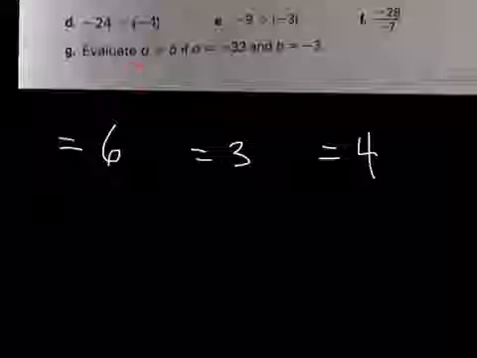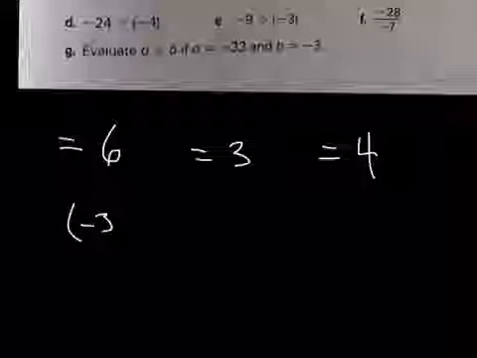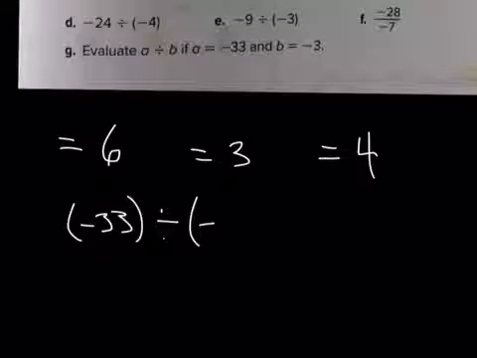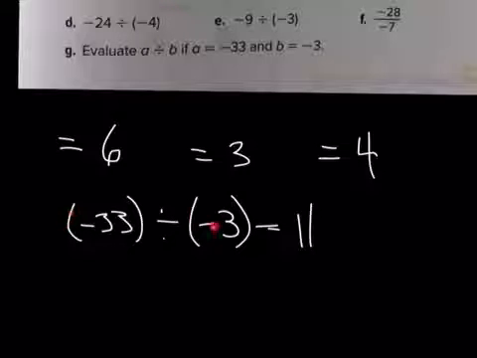And then we have evaluate a divided by b. So I have a divided by b. If a equals -33 divided by -3. -33 divided by -3 equals 11. Positive, because they're both the same signs.